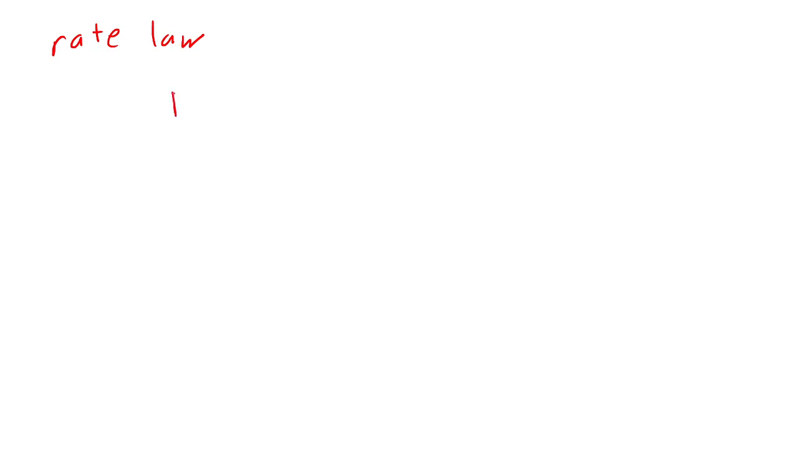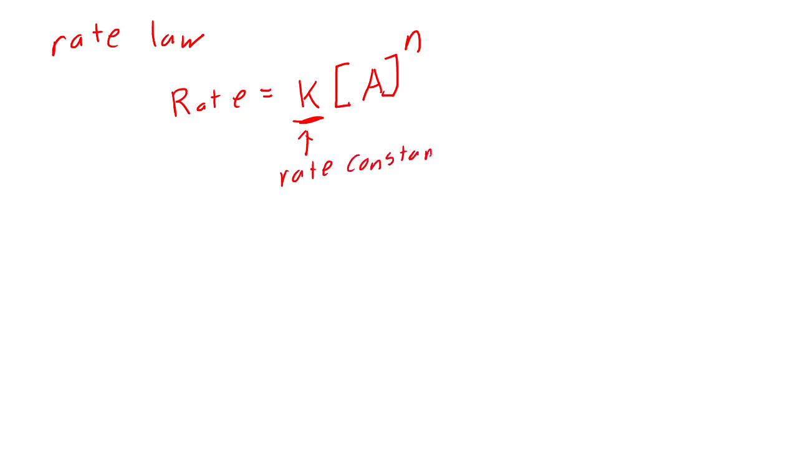So a generic way to write this is that the rate of a reaction is equal to k, I'm trying to write a lowercase k, it's hard to tell with my handwriting, times A to the n power, where this k is something called a rate constant. Now, a rate law can have either one or multiple reactants in the law. So this is an example of a rate law where only one concentration determines how fast a reaction goes.